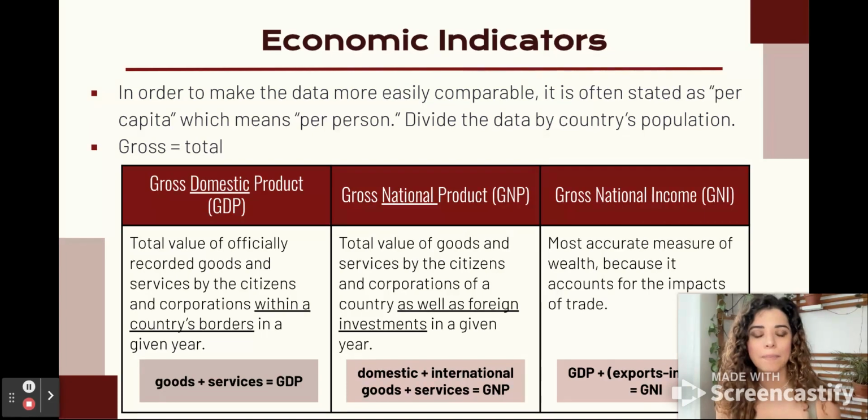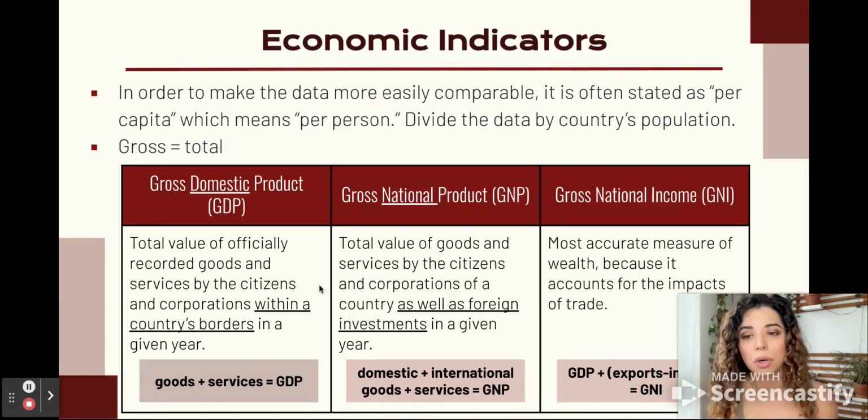All right, so those of y'all that are in economics, this should not come as any new information. But we look at data for economic indicators in a couple different ways. Per capita, which means per person, so that stat is divided by the country's population. When you see gross, that just means total amount. So let's go through these.